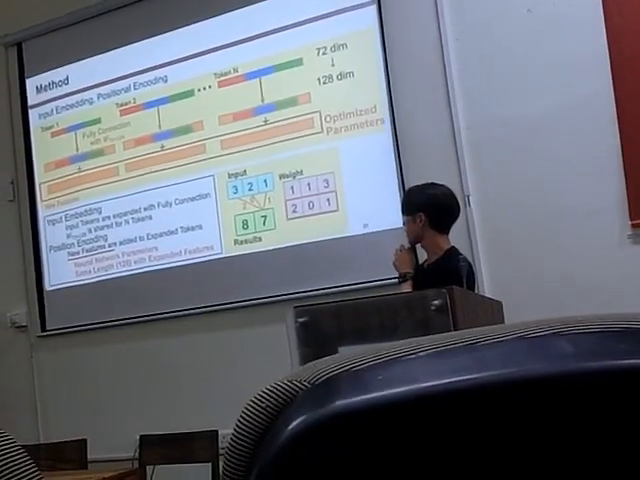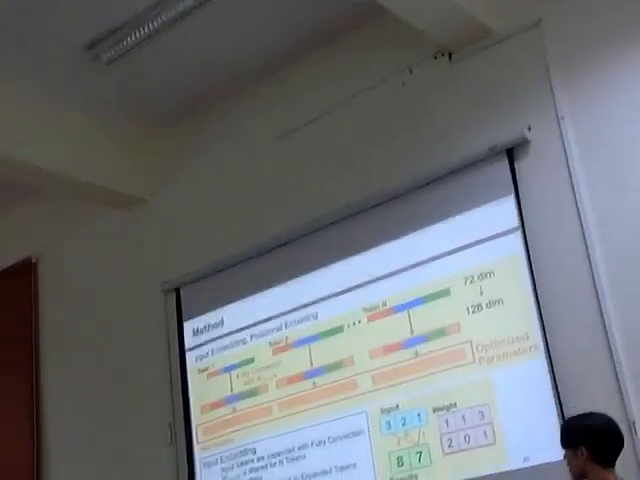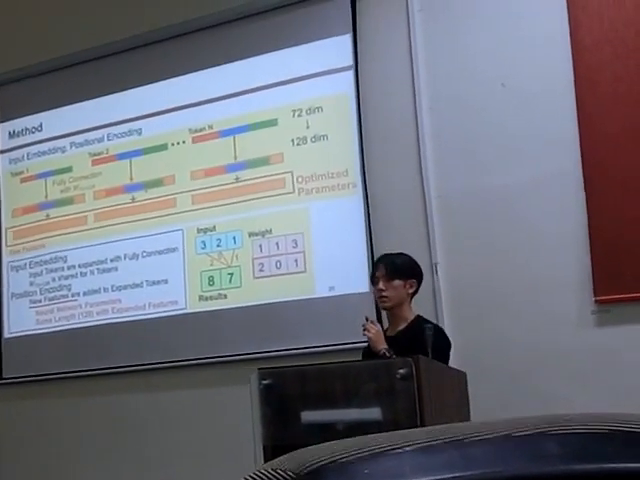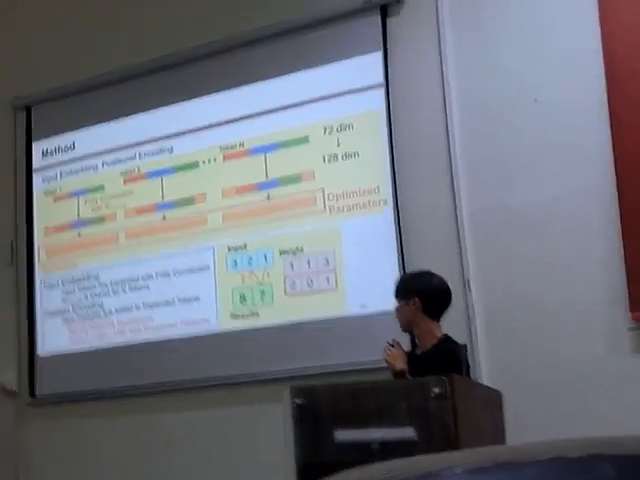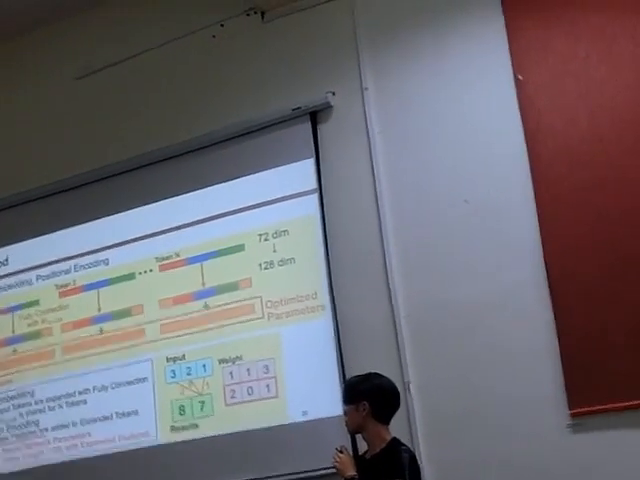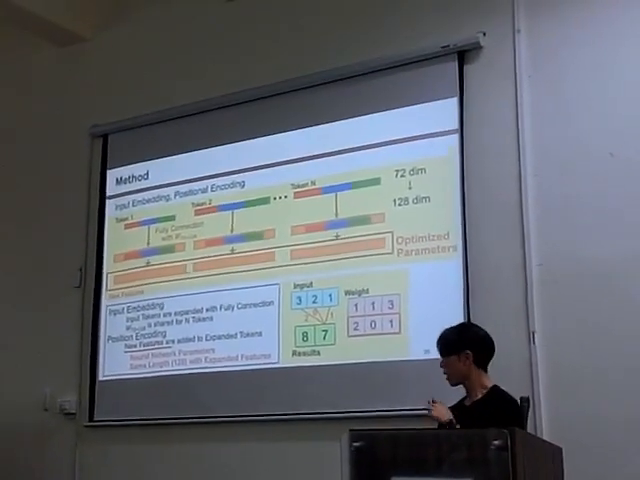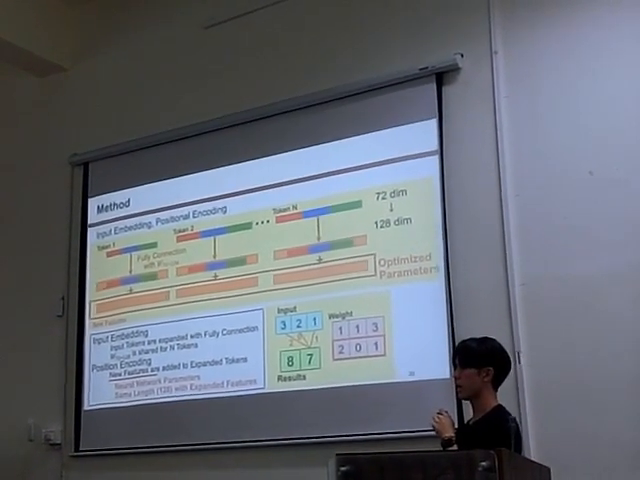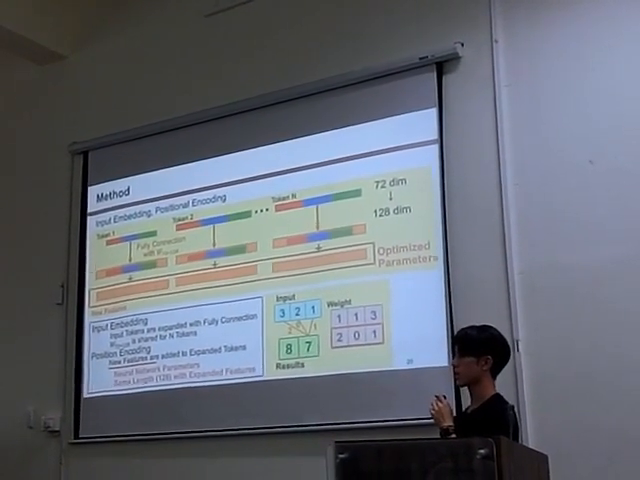Then we get the new dimensional token. This is called the embedded token. Then we add the new dimensional vector to the embedded token. This size is 128. This is the same as the embedded size.